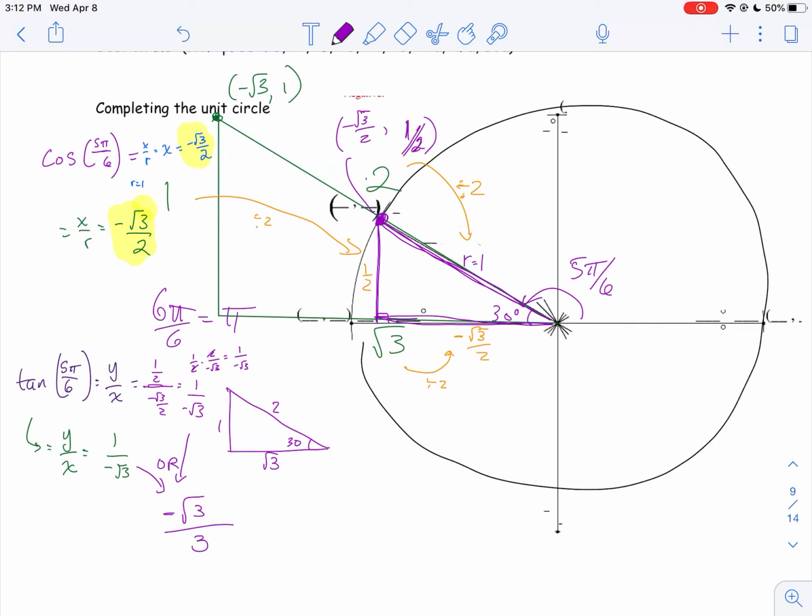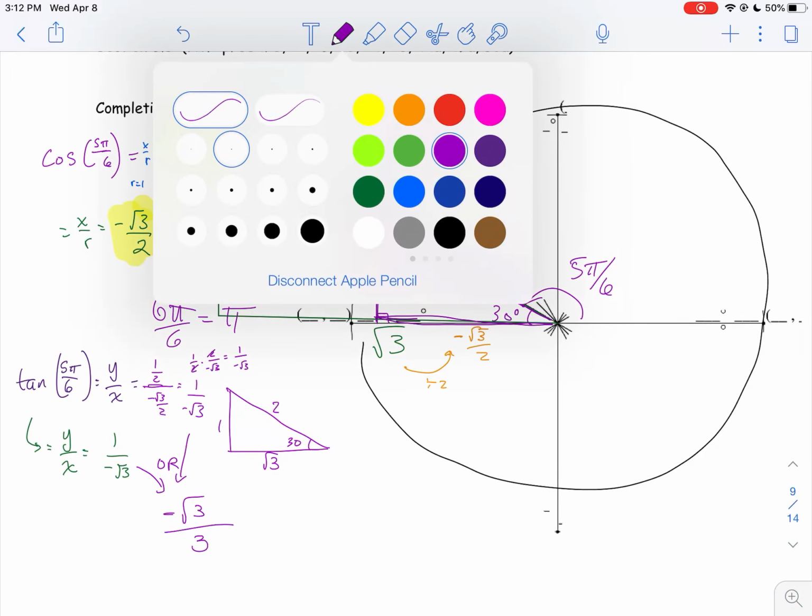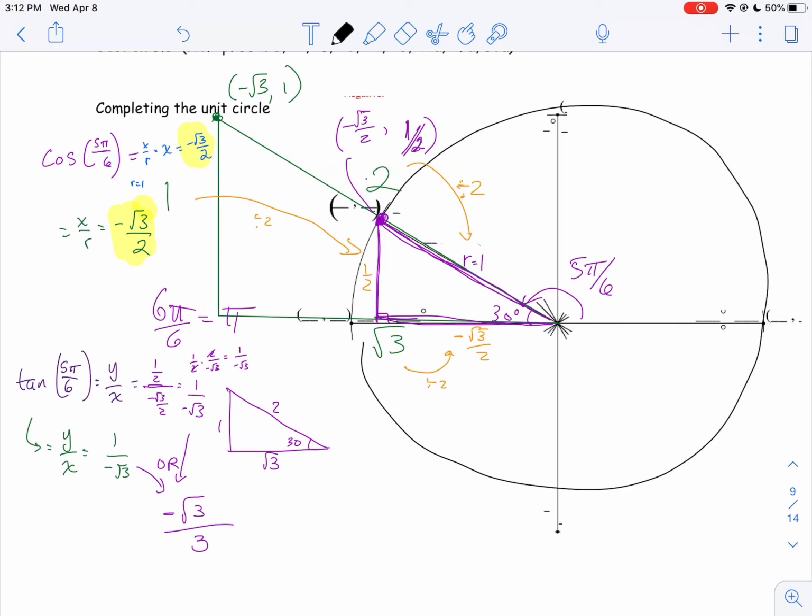So hopefully you found this helpful and it helps you understand why it's okay to use either a bigger triangle where the radius is 2 for my circle. I didn't really draw that in, but if I think of this as a big circle, that's where that's coming from. Or if you want, you can use a radius of 1 and use these coordinates.